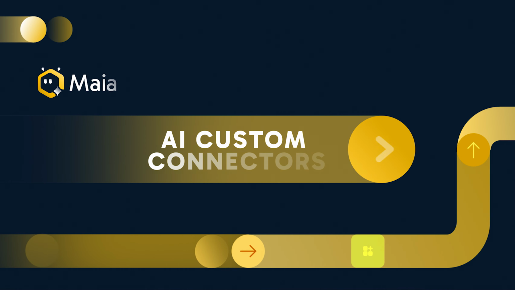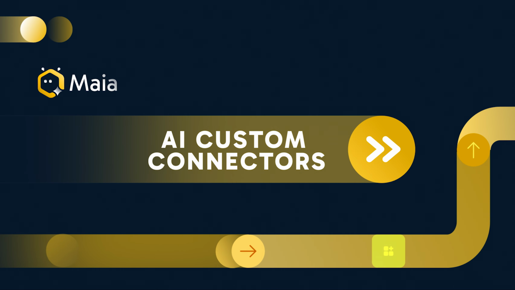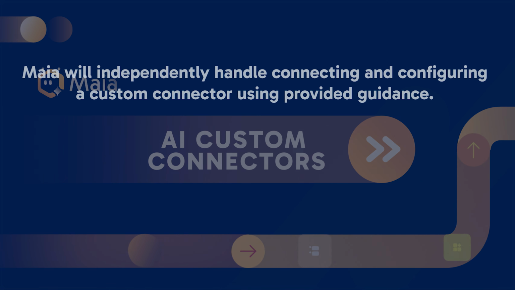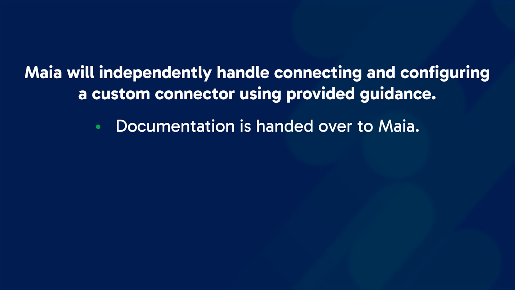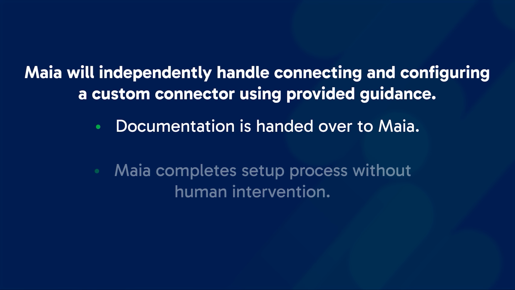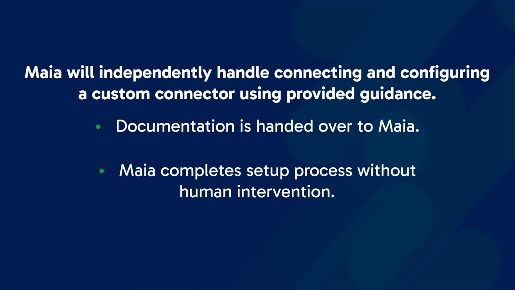In this tutorial, we'll explore how Maia, our powerful new Agentic AI, can dramatically boost our productivity. We're going to build a custom connector to an API using just the API documentation link. We will be giving Maia full control, passing over documentation and guidance, which will be enough to ensure that Maia connects and configures a custom connector to an external data source completely on its own.